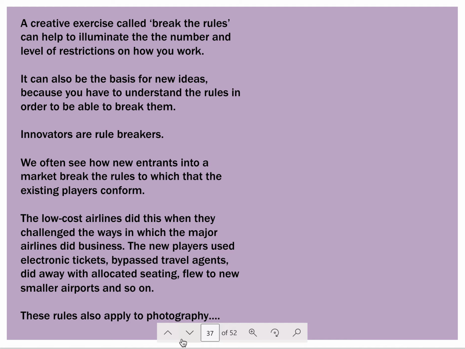Okay, I don't know where the picture went there. A creative exercise called Break the Rules can help to illuminate the number and level of restrictions on how you work. And that is very, very true. It can also be the basis for new ideas because you have to understand the rules in order to be able to break them. At the end of the day, innovators are rule breakers.